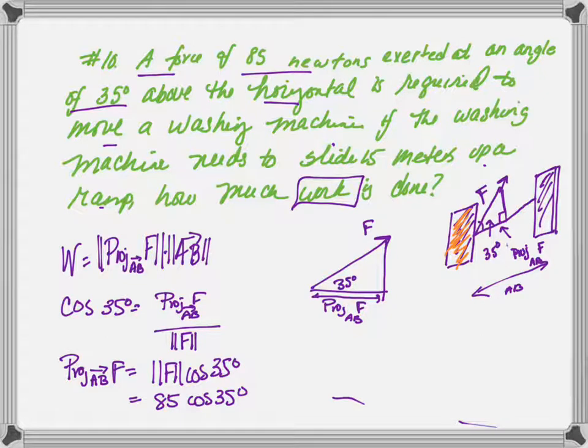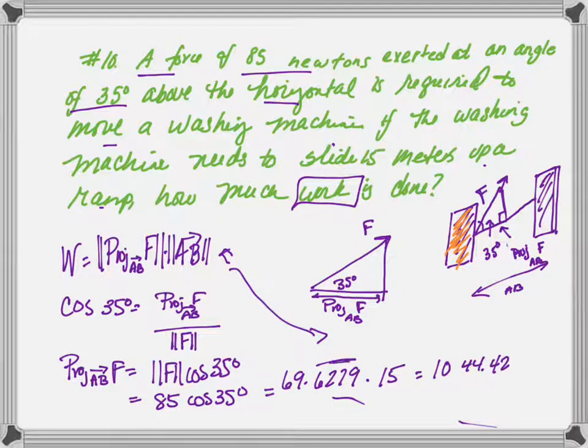If you punch that into your calculator, you get 85 times the cosine of 35, I got 69.6279. Keep going. And then, remember up here, we had to multiply the projection to get the work times the magnitude of the distance, which would be, how far do we push it? 15 meters. So multiply that by 15, and you get 1044.42. I just didn't round it here because I wasn't done.